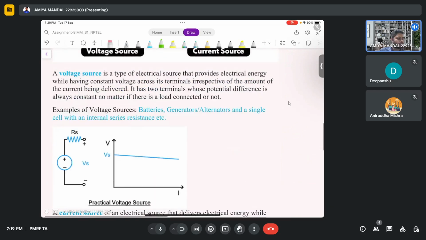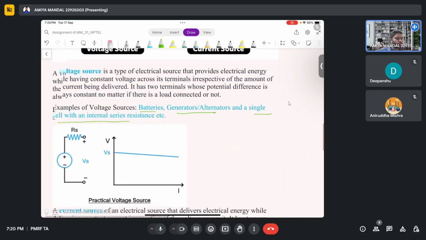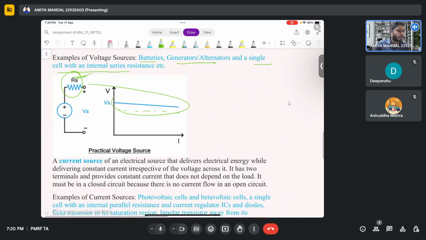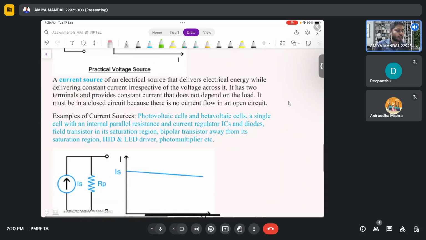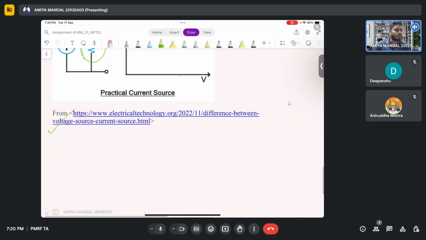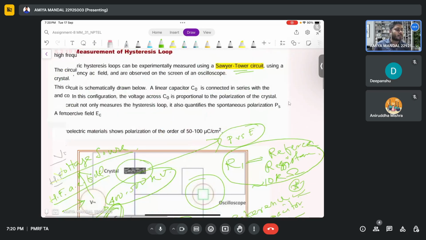Voltage sources are mainly a battery or a single cell with an internal series resistance. So for a voltage source, a resistance is connected in series. Here we have a nearly constant voltage, and a loss due to this resistance occurs in a practical voltage source. In a current source, the resistance is arranged in parallel, and the current versus voltage plots are of these types. I have collected this data from this source.